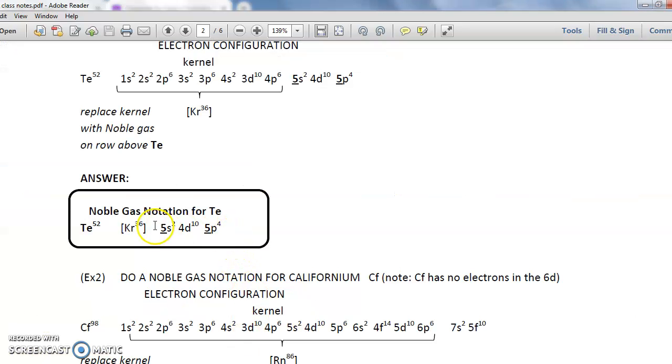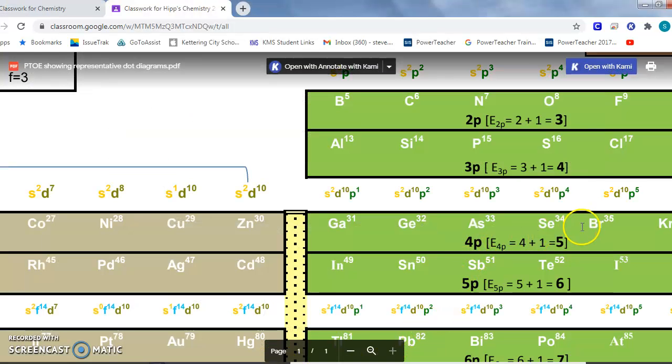Now I total these to make sure I didn't leave anything out. 36, 2, 10, and 4. 36 and 2 is 38, and 10 is 48, and 4 is 52. So everything looks good. It's 5s2 4d10 5p4. I look here as a double check. Yep, right above tellurium, I go up, I see 5s2 4d10 5p4.